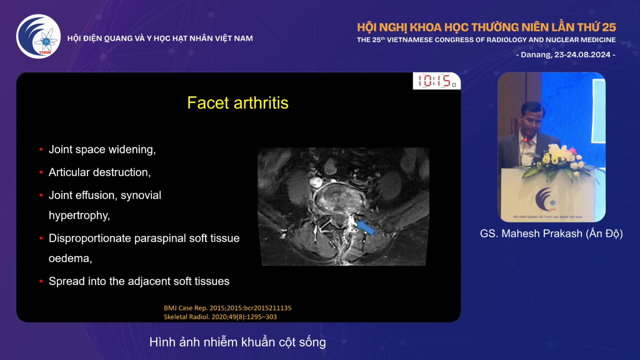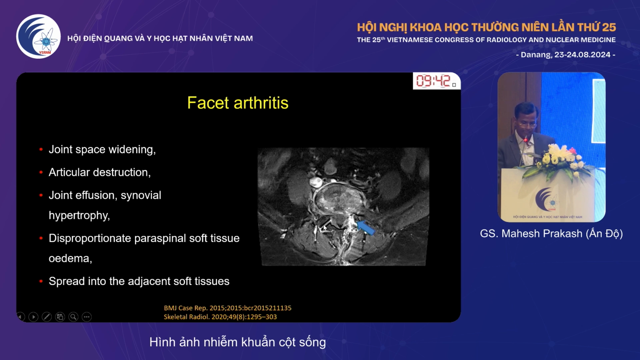Sometimes the facet joint can also be involved by the infection, sometimes in an isolated way, sometimes associated with spondylodiscitis. We know that the facet joint is a true synovial joint, so any kind of changes can occur as in other synovial joints, like joint space widening, articular destruction, and fusion. All the features can be there. In later stages, they can be associated with a paraspinal soft tissue component, and they can involve other structures also.